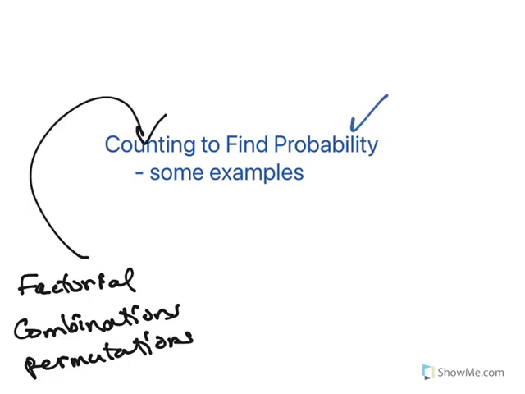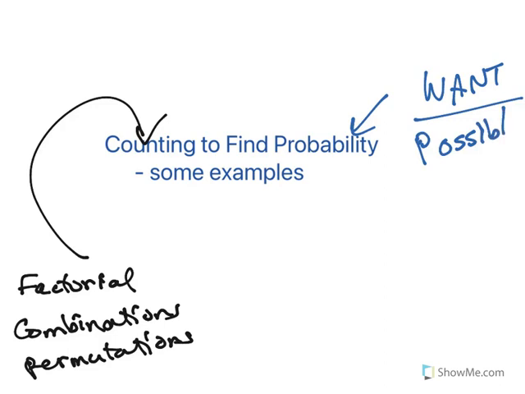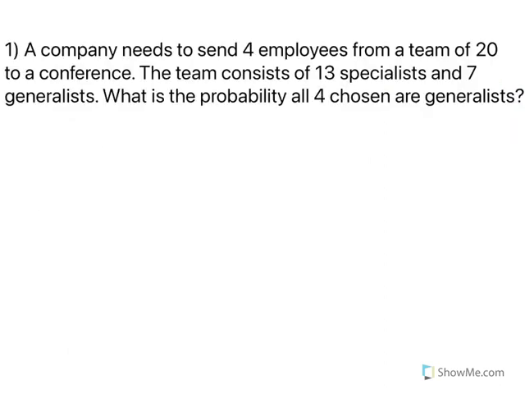Now remember, when we're talking about probability, we are talking about what we want to have happen. How many options are there over the total possible? So keep the idea of what probability means also. All right, let's do the first one.